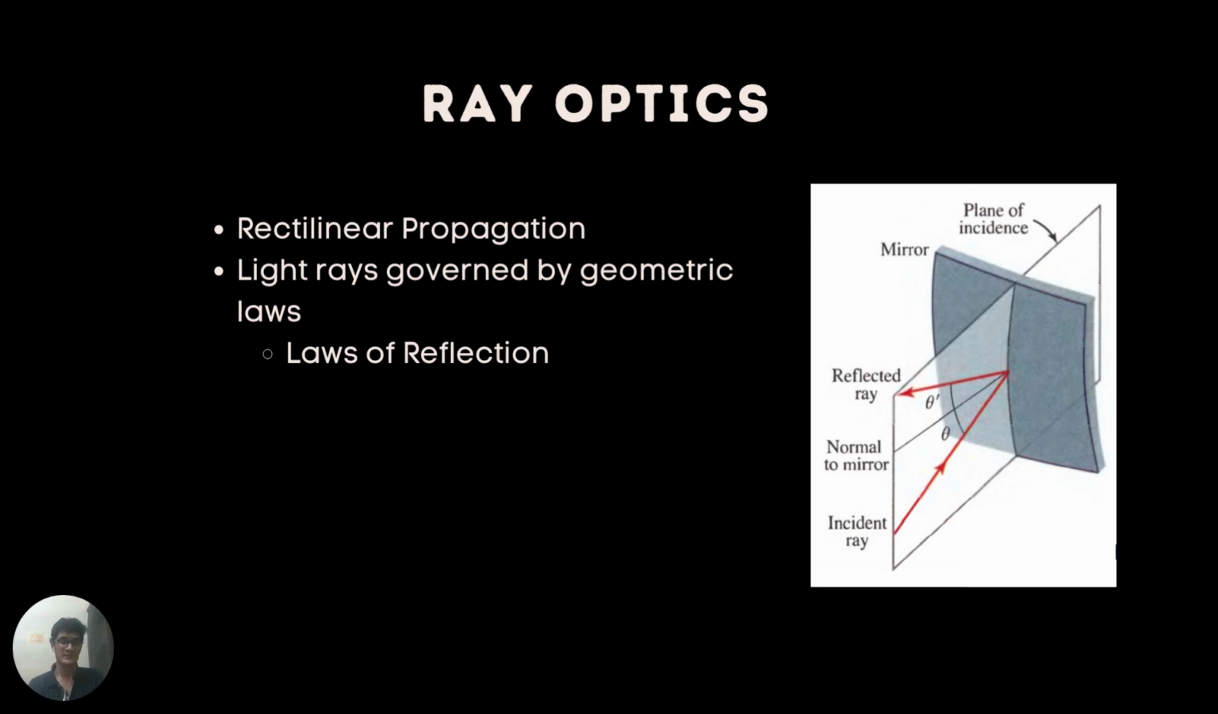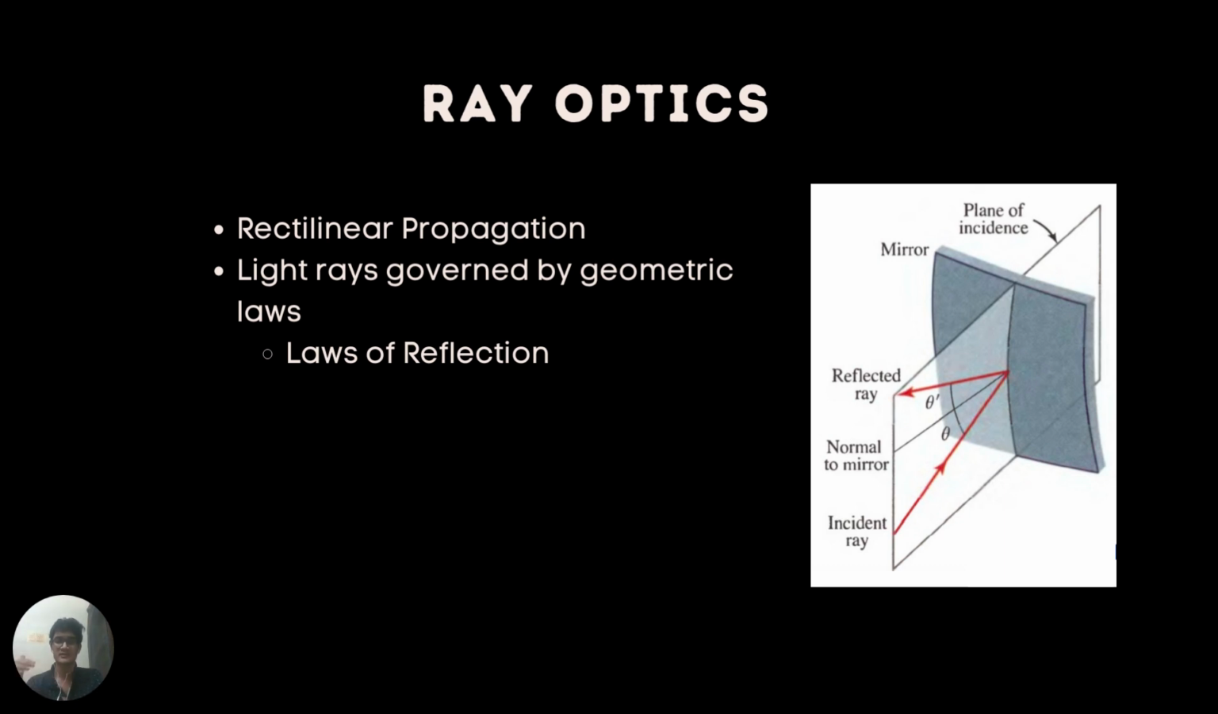Ray optics is something that was the first basic understanding of light. It started with a phenomenon called rectilinear propagation, which literally means that light travels in straight paths. Based on this, the geometric laws, the laws of reflection and refraction, were understood. It was empirically observed that when light hits a surface, it goes back at the same angle. And hence, the first law of reflection, that is, the angle of incidence is equal to the angle of reflection, evolved.